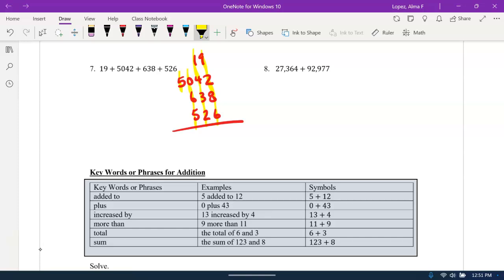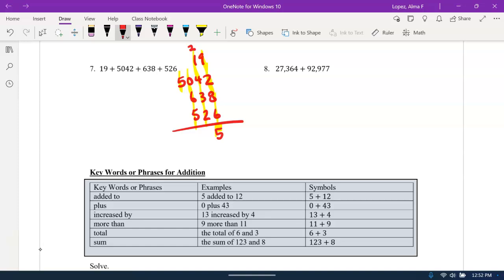Let's do the ones. 9 and 2 is 11. 11 plus 8 is 19. 19 plus 6 is 25. I'm going to bring the ones digit down of 25, and I'm going to carry the 2 up because 25 is a tens place value, isn't it? So the 5, the ones digit part of it goes underneath the ones, and the 2 is carried over.